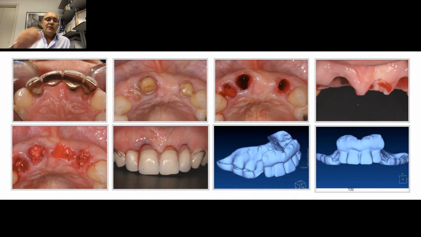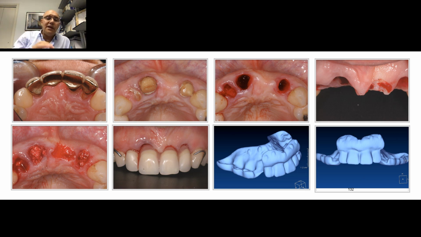This is the way she looks. You can see she is somebody that takes very good care of herself. So she is proud and she wants to look good. So the idea was to do a ridge preservation technique. So extraction, very, very gentle.